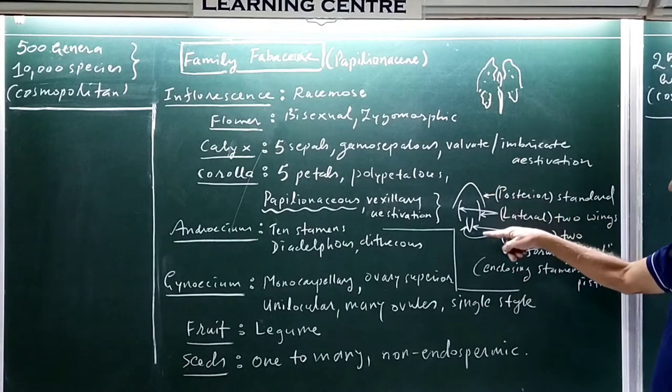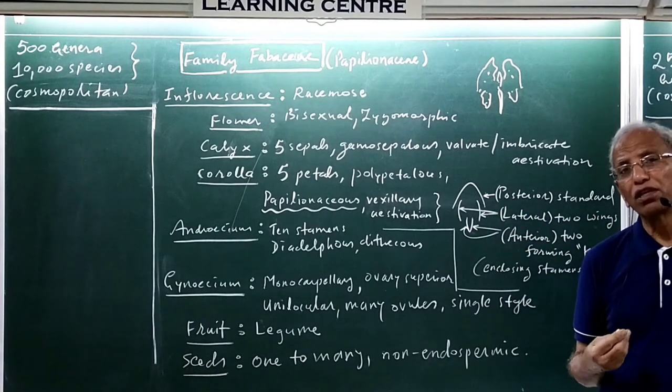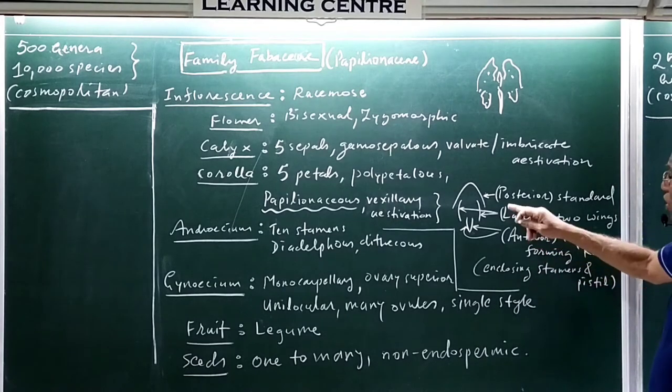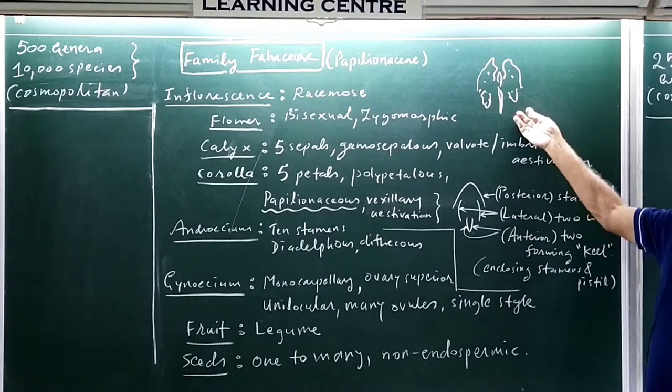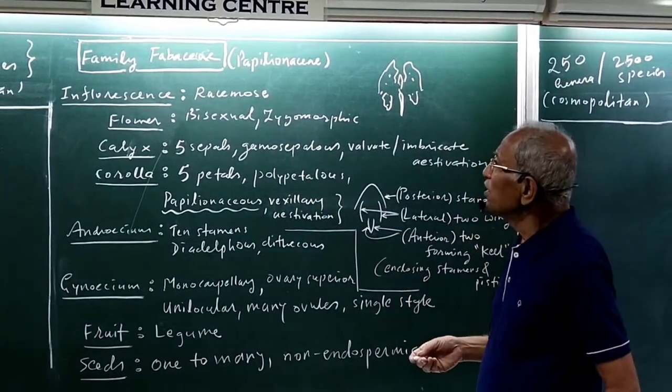So this is very different. The vexillary situation is very different as compared to the valvate, imbricate and twisted situations. So, I think that's an analogy. But papilion is a butterfly. So, papilion and sheer corolla, beautiful corolla.